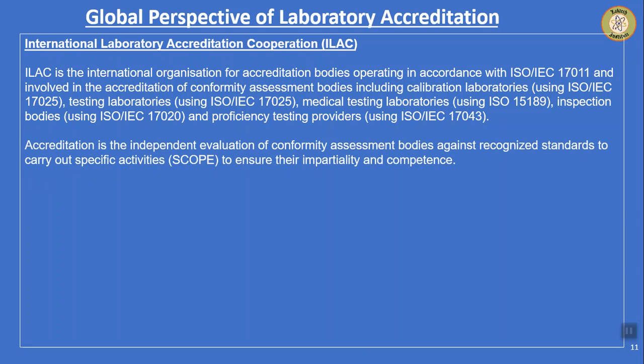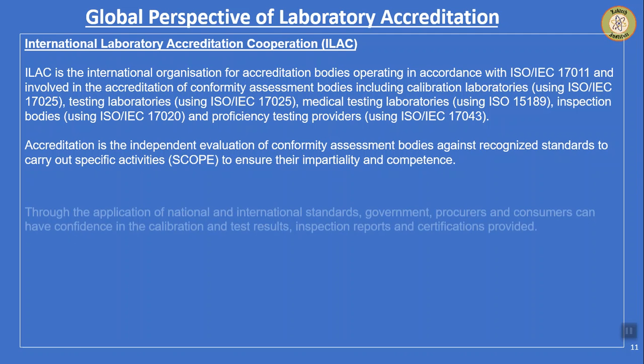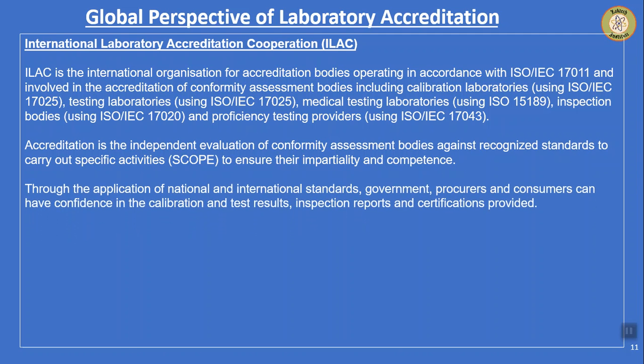Accreditation is independent evaluation of conformity assessment bodies against recognized standards to carry out specific activities, that is the scope, to ensure their impartiality and competence. In all these standards there will be a well defined scope which will be very, very objective, and very, very detailed information will be provided in that. Through this application of national and international standards, government, procurers and consumers can have confidence in the calibration and test results, inspection reports and certifications provided.